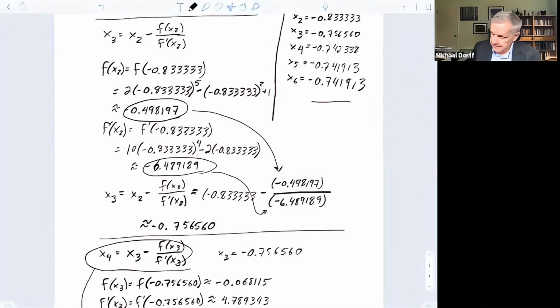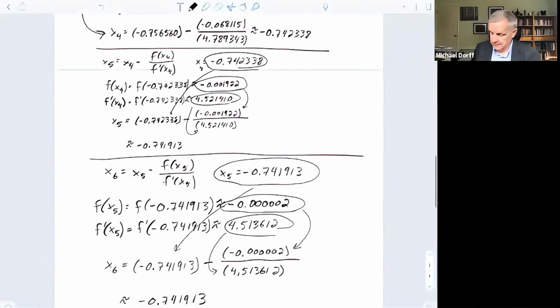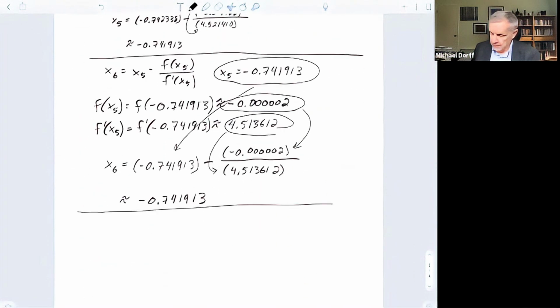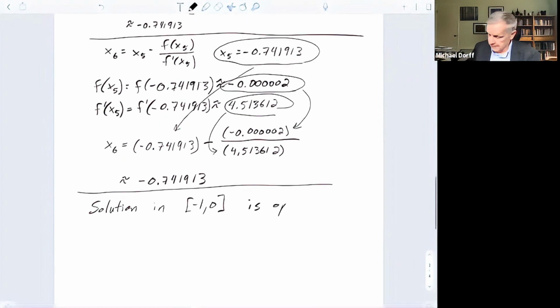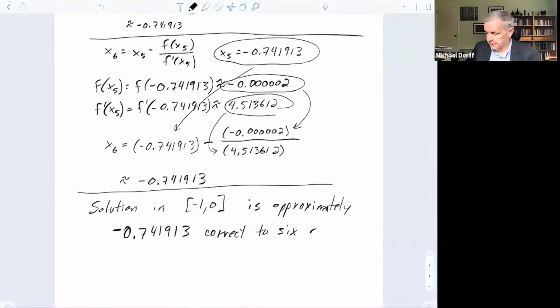So x sub 5 and x sub 6 match 6 places past the decimal point. So the solution in the interval from negative 1 to 0 is approximately equal to negative 0.741913, correct to 6 decimal places. And we're done. Thanks.